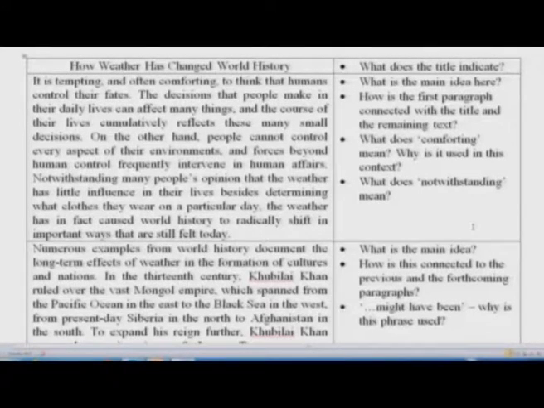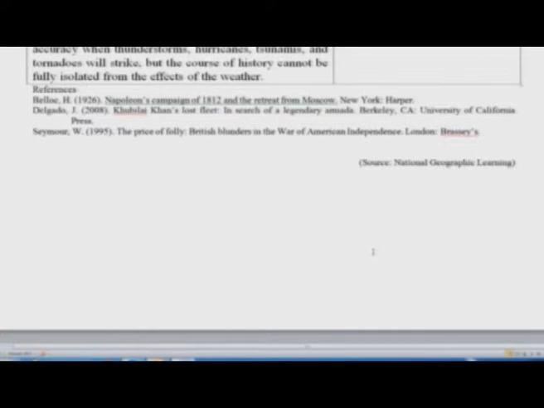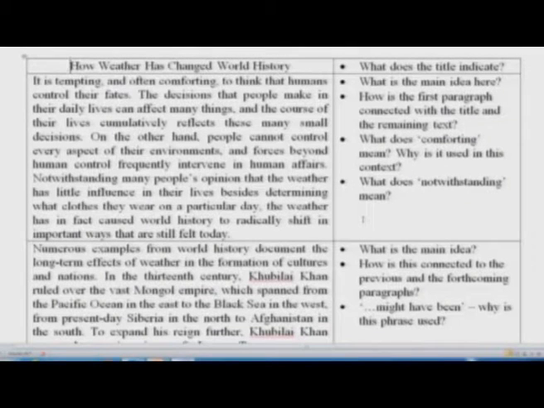Okay. Now, we will look at a detailed text and try to read it in detail. The text is called How Weather Has Changed World History. This is taken from National Geographic Learning. So, let us first read the text and then try to understand it.